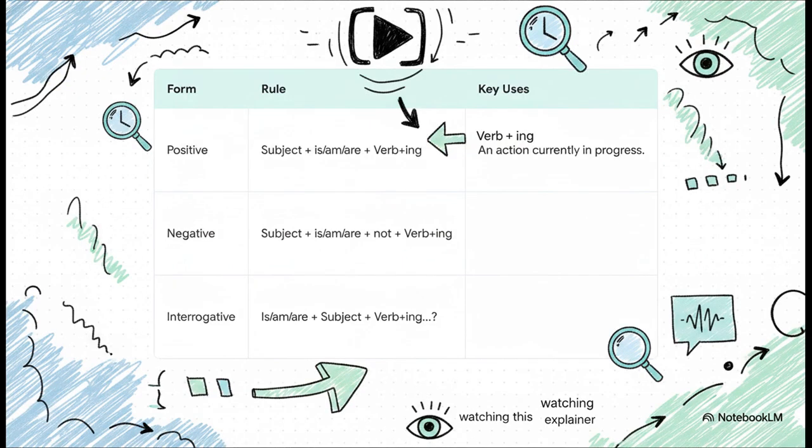Now, what about something that's happening right now, at this very moment? For that, we need the present continuous. The magic ingredient here is that ing at the end of the verb. That's your big clue that an action is in progress. Like right now, you are listening to my voice. See? It's happening as we speak.